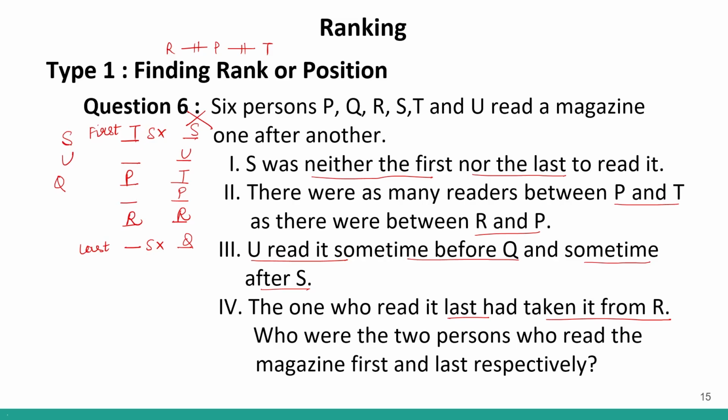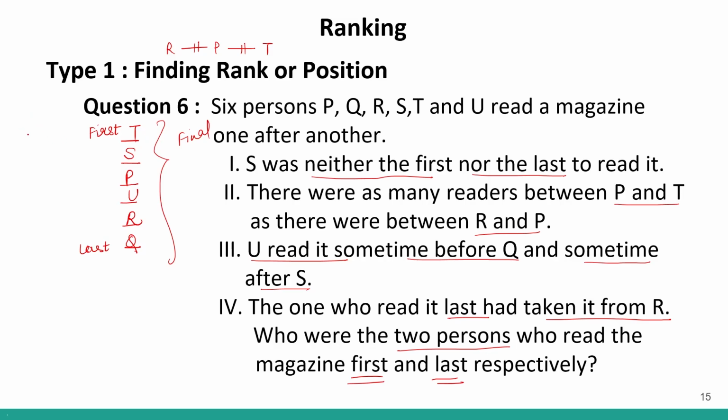That leaves us with S, U and Q. So S will come over here, U will come over here and Q will come over here. So this will be the final arrangement. This is your final arrangement. Now, the question is, who were the two persons who read the magazines first and last respectively?